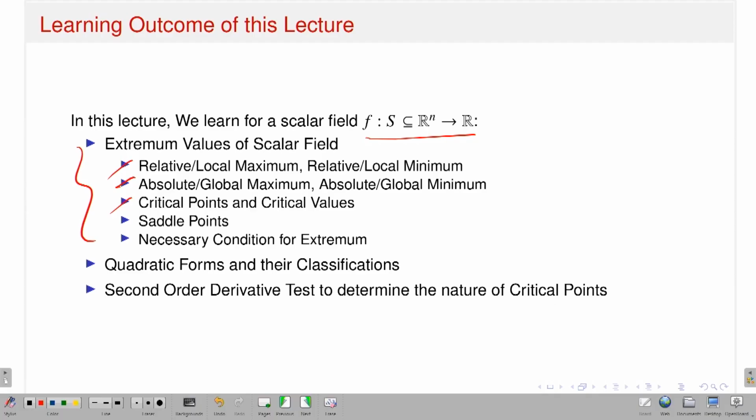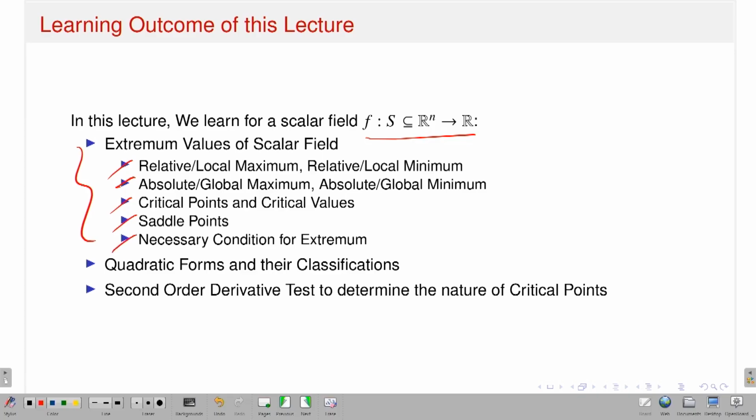So for that I need to introduce the notion of what are called critical points, and the associated critical values. Of course, I will talk about saddle points. What do I mean by that? It is a point where no maximum or minimum happens. Of course, mathematically I need to explain what I mean by that. As I go, you will see the definition of saddle points.